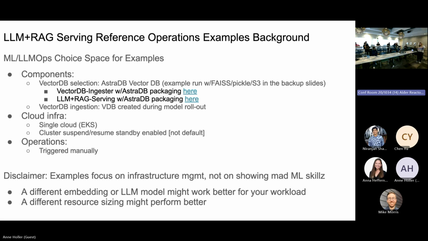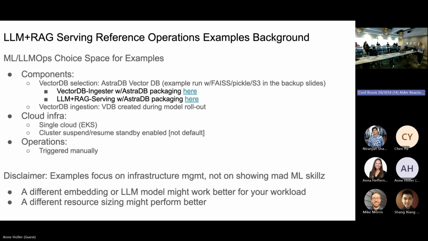For the choice space that Dave just showed you, we chose in this example to use AstraDB, but in the GitHub repo, and these links all go to the GitHub repo, we also show you how to use other options, along with pickling and unpickling to S3. In our example, we just populate the database once at the beginning of the deployment of the model. We don't update it later, just for the purposes of demonstrating this. We used a single cloud for this particular example, which is EKS.